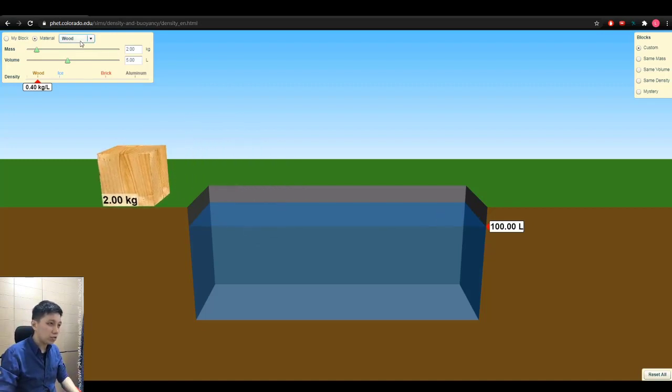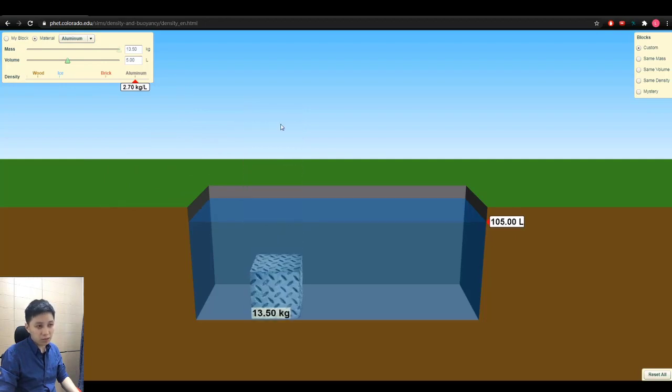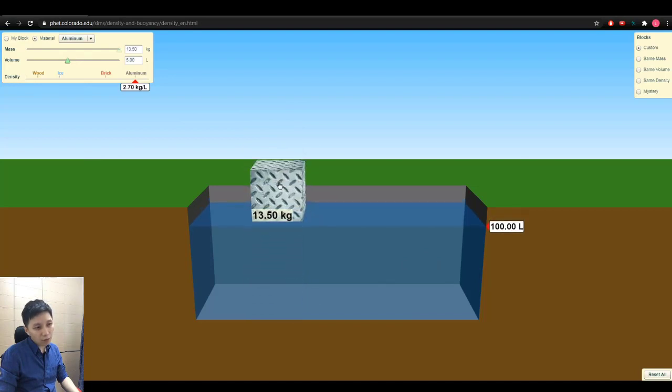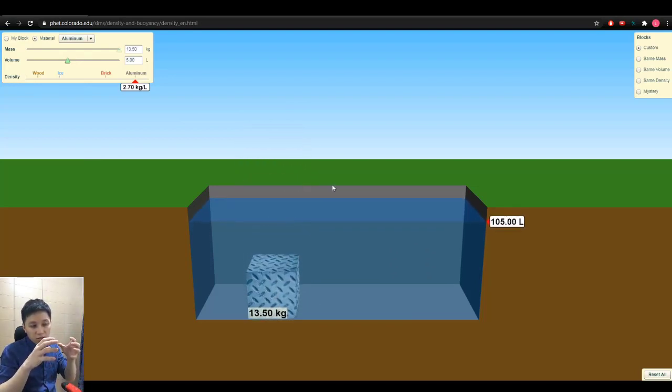If I change it to something like a brick or aluminium, let's say aluminium, if I drop it, it will just simply sink into the water. And you can see the water level changed when it gets into it, because the solid, whatever that is, will take up space and the water will get squeezed to the other part of the space. So that's why it goes higher.